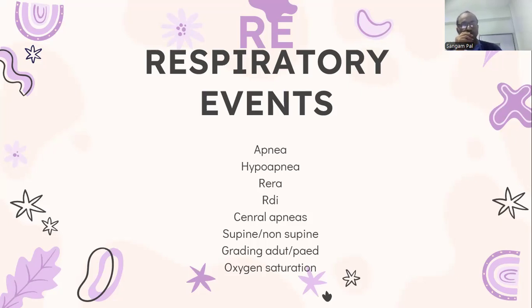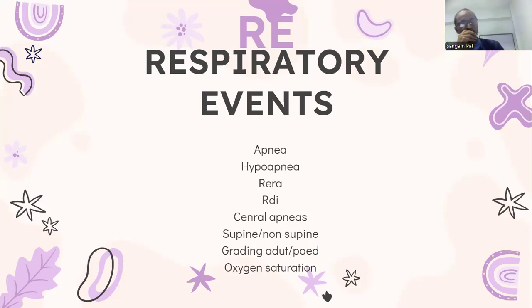associated with either arousal and/or a fall in oxygen saturation of 3%. And that is the definition of hypopnea. There is one more definition of hypopnea, when the oxygen desaturation is 4%. So we have to make sure what definition of hypopnea the study has taken. And the third thing we should know is what is RERA. It is respiratory event related arousal.